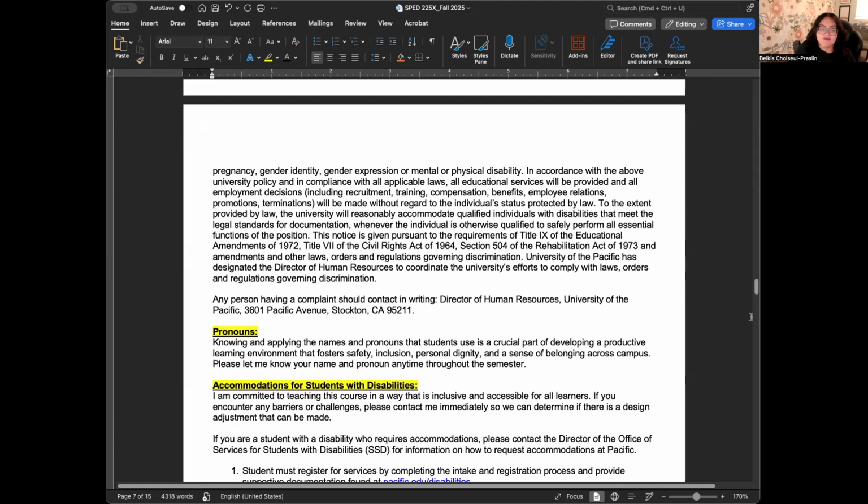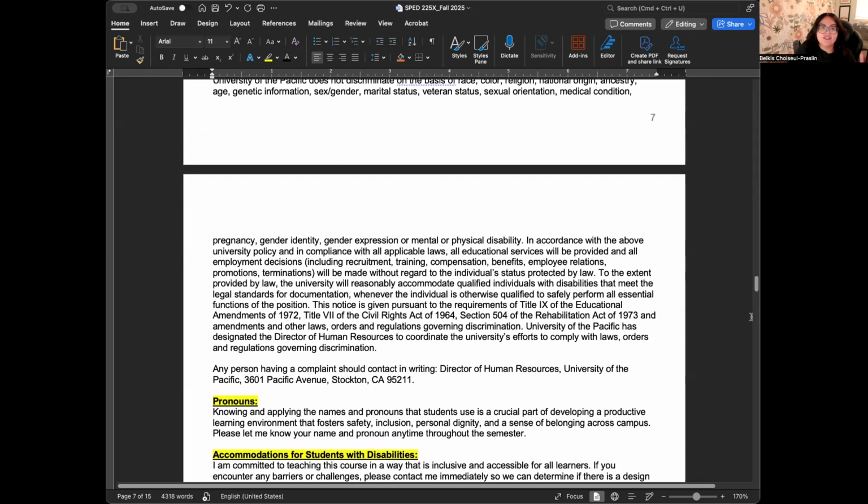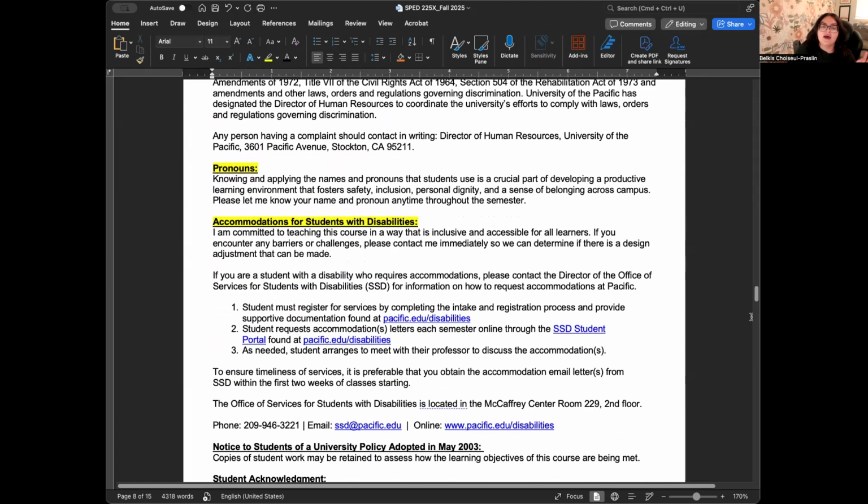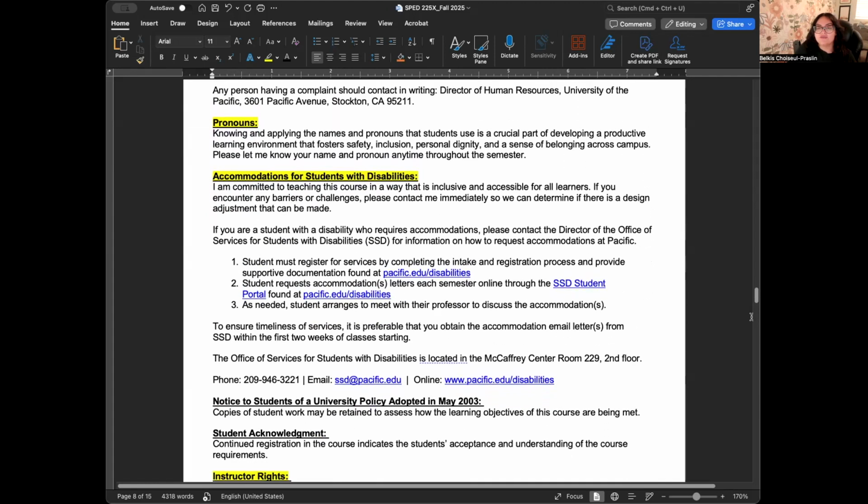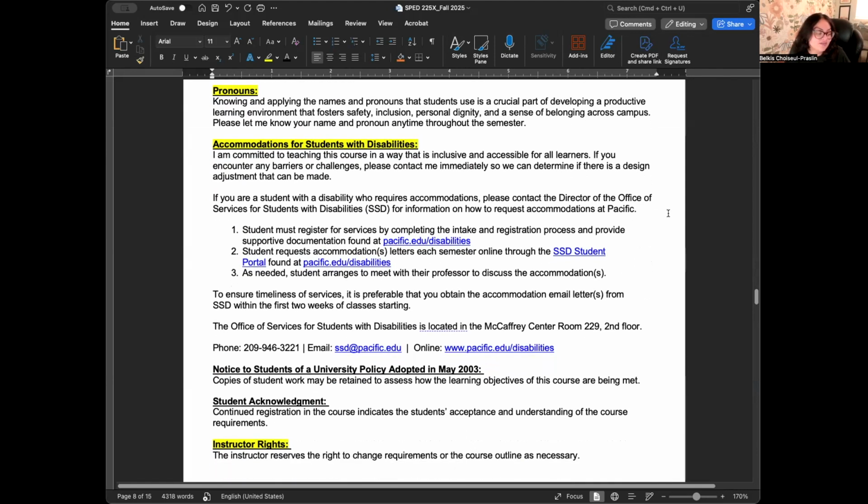There's obviously some very important information related to discrimination, non-discrimination, and then pronouns and accommodations for individuals with disabilities. If there is a name or pronoun that I should be more aware of than what is listed on Canvas, please let me know. I am more than happy to make the adjustment so that I'm referring to you appropriately. That's the same as when I was sharing many different ways you can refer to me in name earlier.